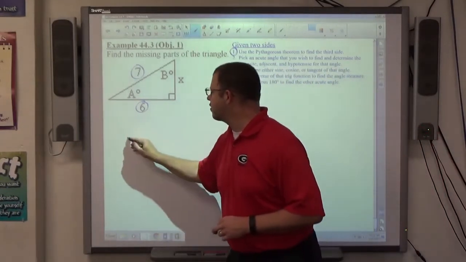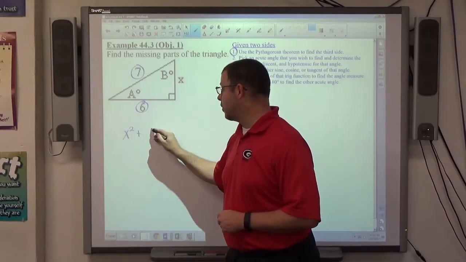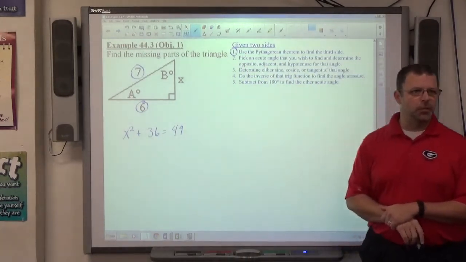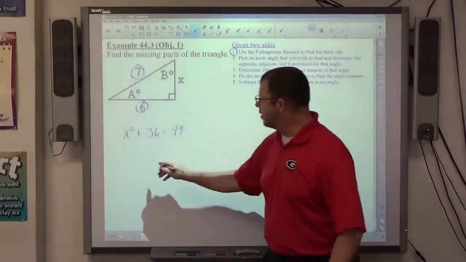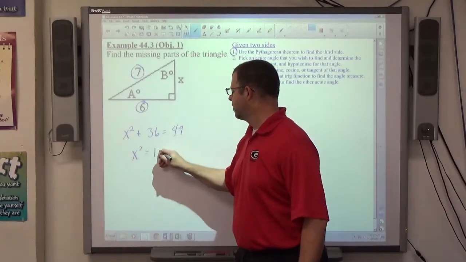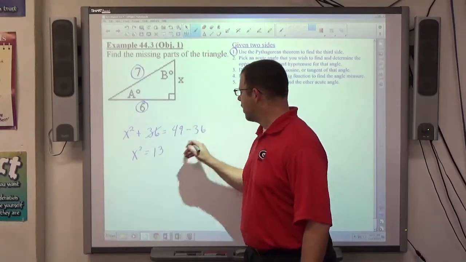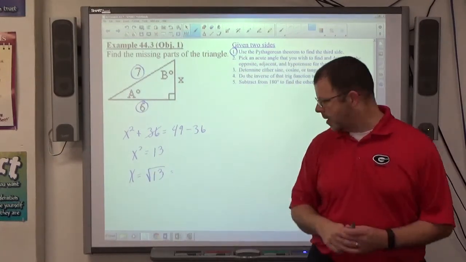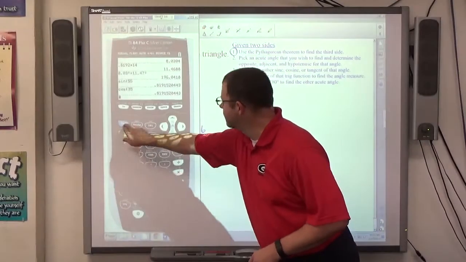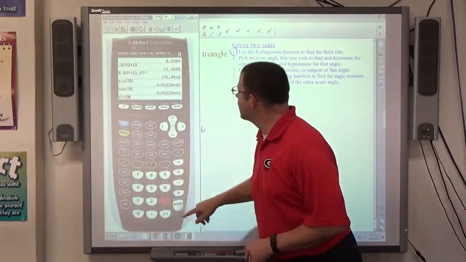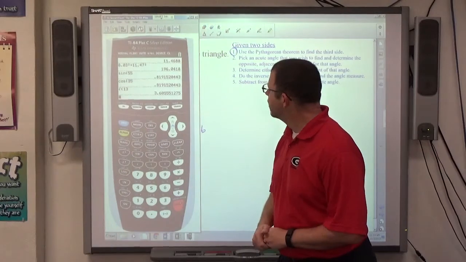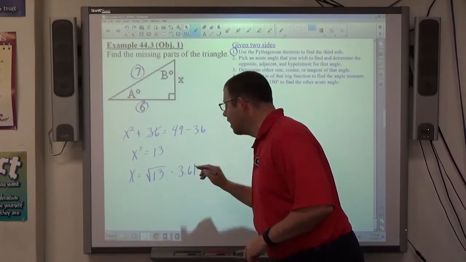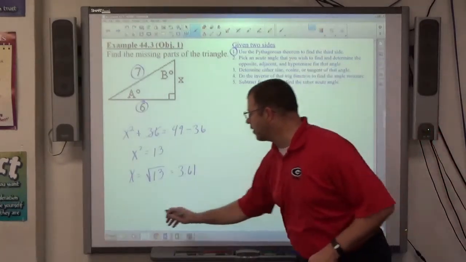So I know that x squared plus 6 squared is equal to 7 squared. 6 squared being 36, 7 squared being 49. Which means that x squared has to equal 13, if I move the 36 over. So x is going to equal the square root of 13. And again, I want 2 decimal places here, so I'm going to type in my calculator square root of 13. Comes out to 3.61. Again, I want 2 decimal places, so x equals 3.61. We're going to go with that.